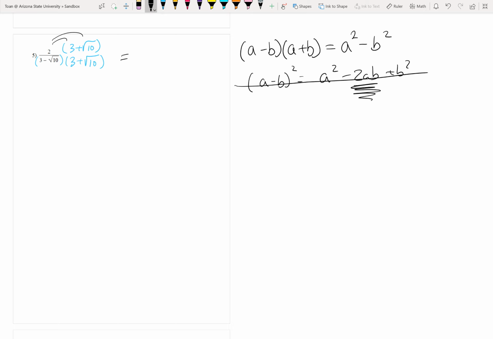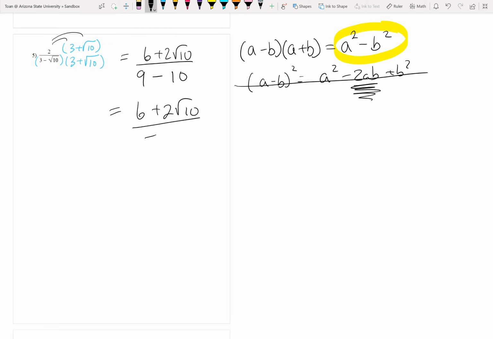Go ahead and distribute. So that's 6 plus 2 rad 10 over, and we don't have to do all the foiling in the bottom because we know the pattern. This is the pattern right here. So we know that the product of two conjugates is the first term squared, 3 squared is 9, minus the second term squared, radical 10 squared is just a regular 10. That's why we do it, so we can break down the square roots. Just go ahead and do the math. And you should know that dividing out a negative 1 is the same thing as flipping all of the signs.